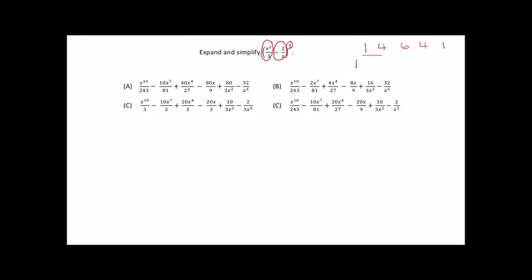So it's going to start off at 1. 1 and 4 gives me 5. 4 and 6 gives me 10. 6 and 4 gives me 10. 4 and 1 gives me 5. And it ends at 1. So this is what we're using. This is the expansion that we're going to use when we're considering a power of 5.